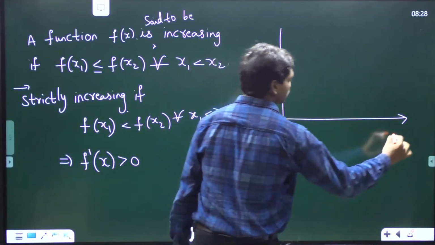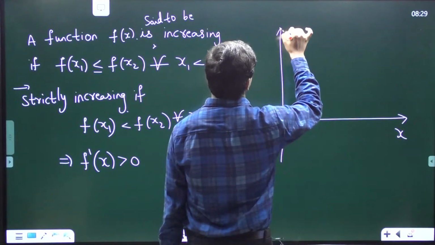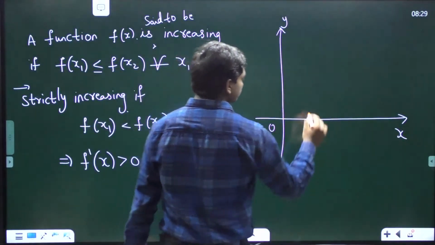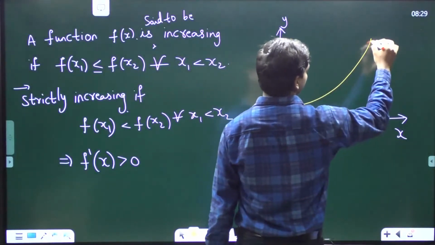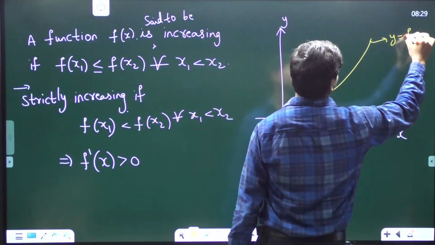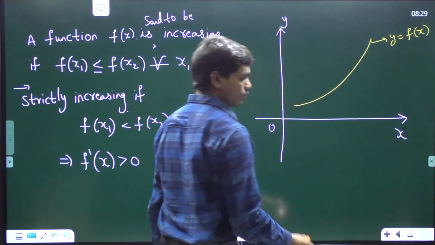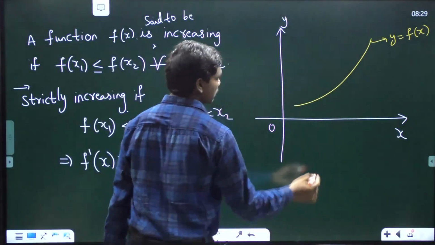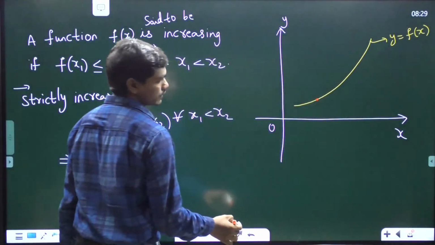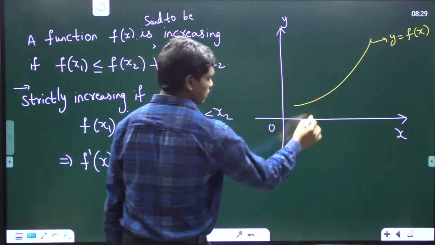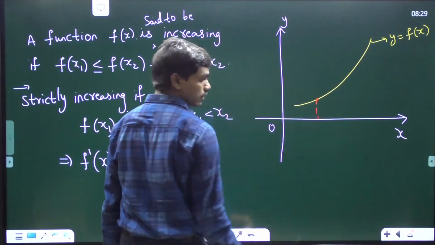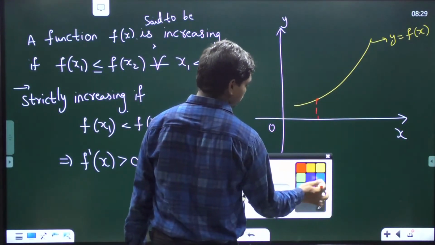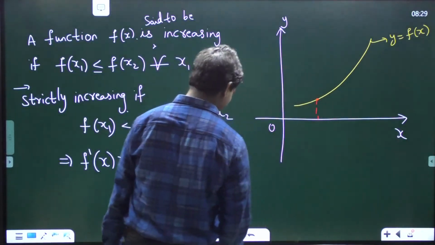So 0, x, and this could be my y-axis, which I set up here. If you see now, this is y is equal to f of x. Correct? So see one thing clearly. Let me use this. Now let me show you. I think red is visible for you. I hope it should be visible. Or let me use another color. Let me use this green, so you can see things.